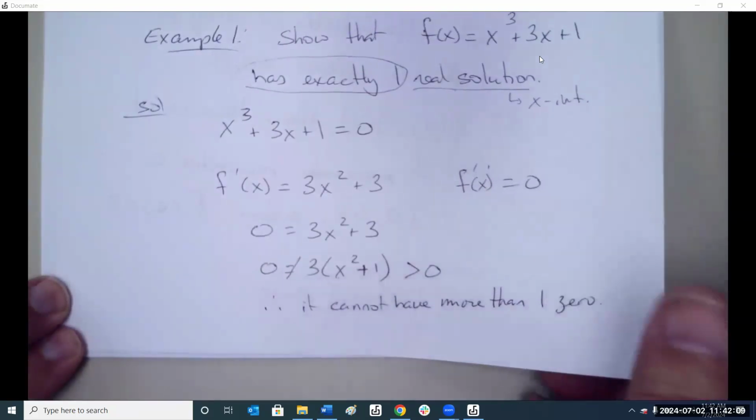So that's what that says. Again, it's not looking for a specific number, it's looking for the concept. Since it's an increasing function, it can only have at most one zero because it can never go back down.